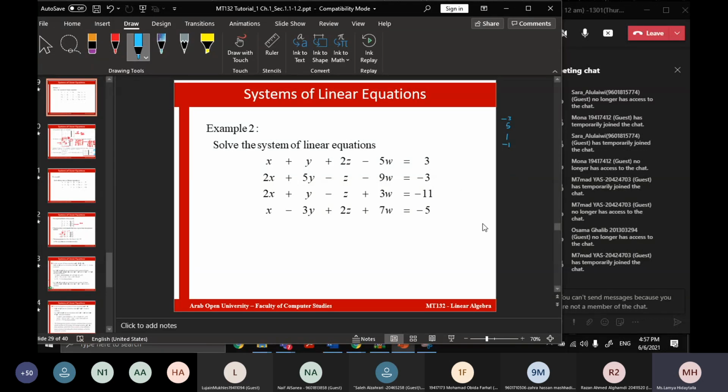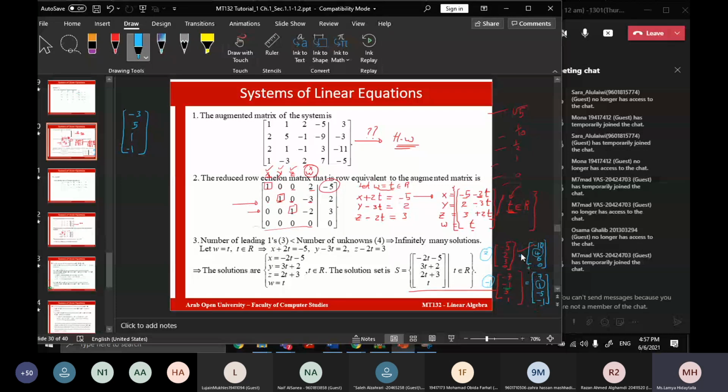Let's try it. Minus 3 for x, y is 5, z is 1, so 1 times 2 is 2, and w is minus 1, so minus 1 times minus 5 is 5. There is something wrong in the calculations, definitely. Okay? There is something wrong.